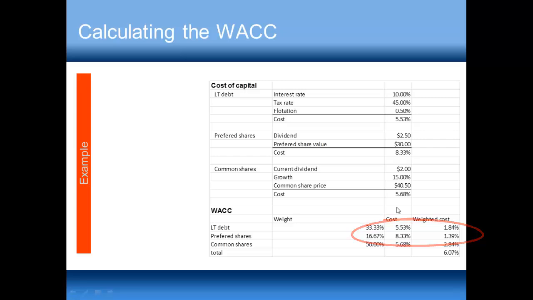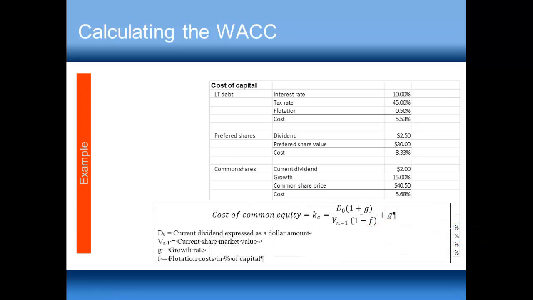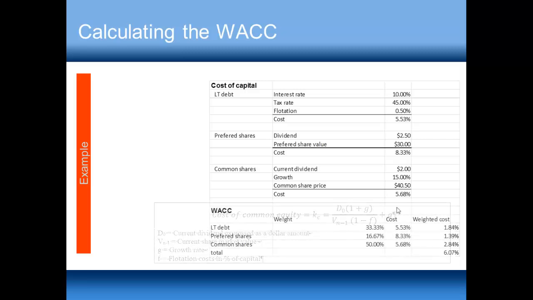So the last part, the common shares, we see their current dividend, we have a growth rate in a common share price, and we can estimate the next dividend. So the current dividend is $2. What we want is the future dividend. So $2 plus the growth. And we're going to divide that by the common share price today in order to calculate what is the estimated dividend in the future. The cost of that capital, 5.68. In this calculation, we had no flotation fees in here, so 5.68 is directly the capital cost.